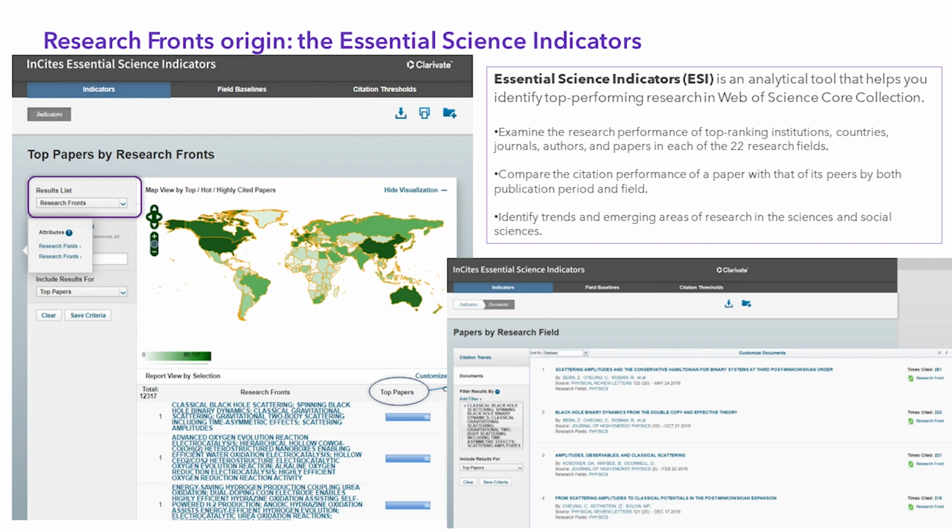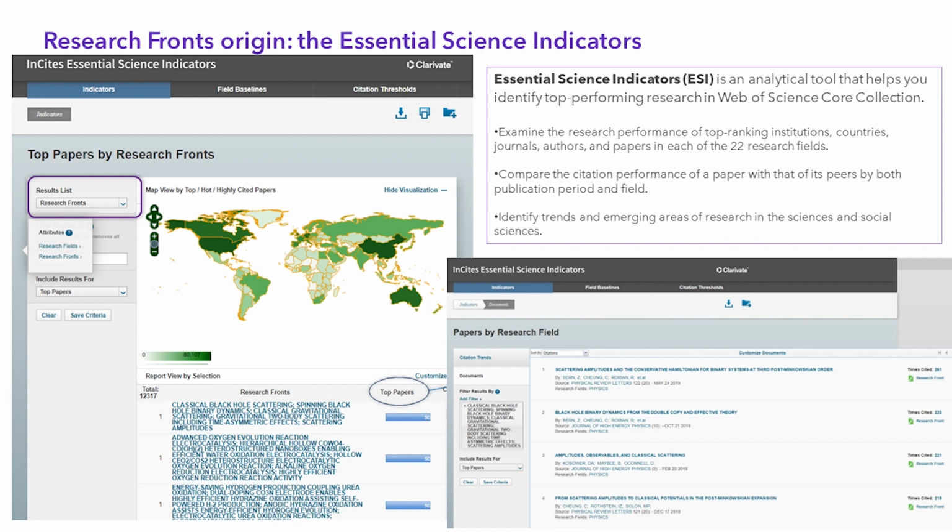This is one research front called black hole scattering and so on, and you could have a look at the top papers, click on the 50, and get a list of related publications. That's what we call the research front, and within it you would have the list of related papers. Essential Science Indicators is one tool built on Web of Science data that can help you identify top-performing research in the Web of Science Core Collection.